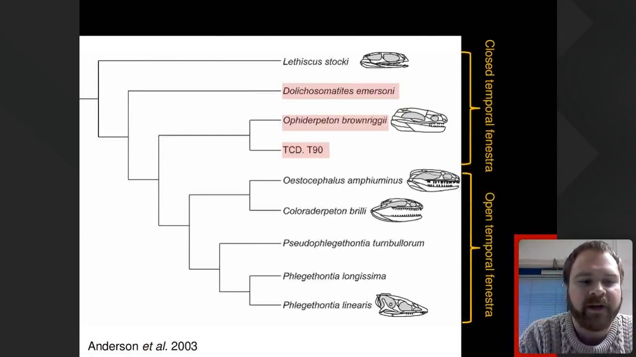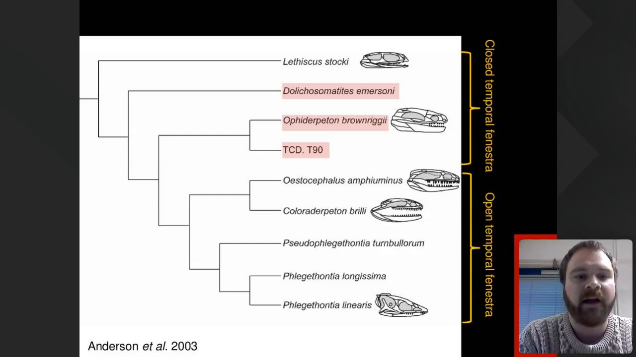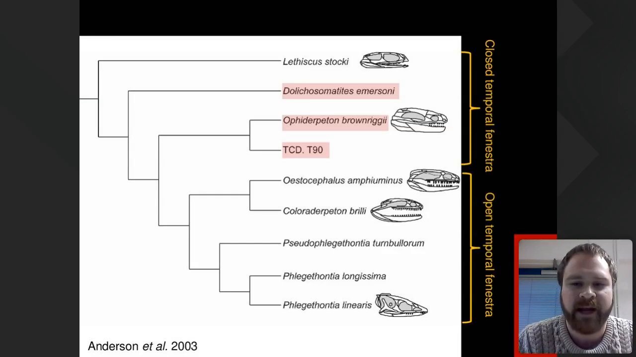So I added some additional postcranial and cranial characteristics to the data matrix of Anderson et al. 2003, along with some characteristics from Dolichosomatites as well. And this is the tree that was produced. Here you can see that Dolichosomatites is not really related to the more derived aïstopods, as traditionally considered. It was traditionally considered to be related to Phlegethontia. And also that T90, which does appear to be a different taxon from Ophiodiprodon, is actually closely related to Ophiodiprodon.